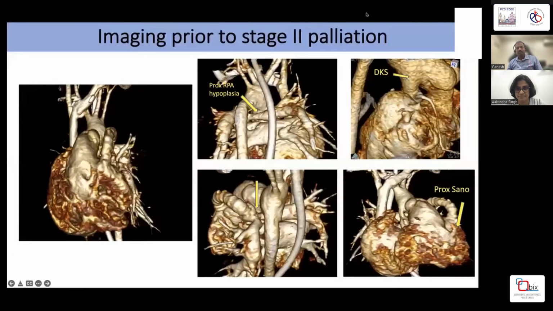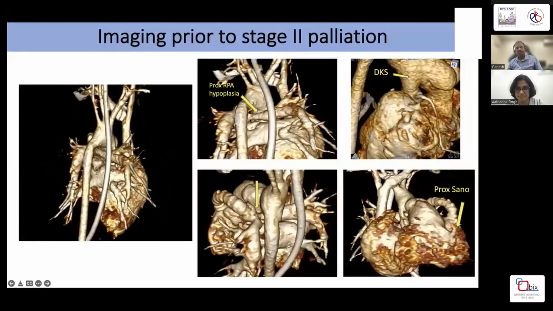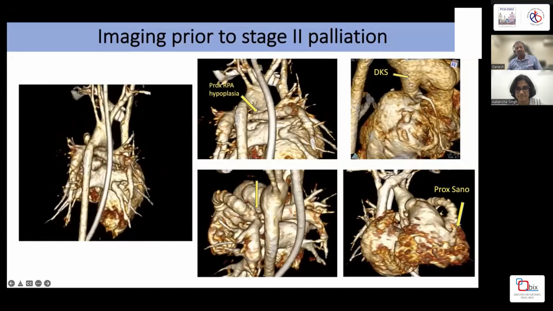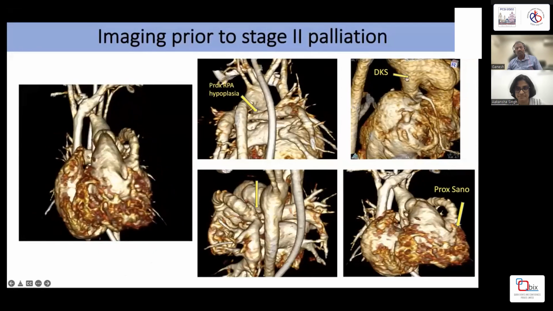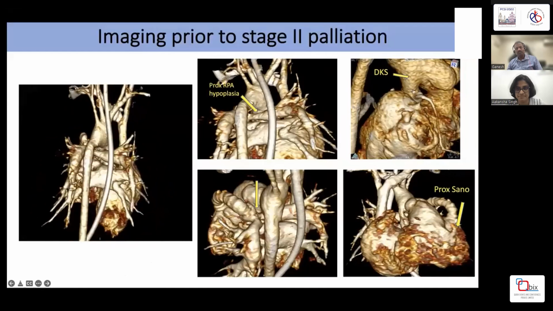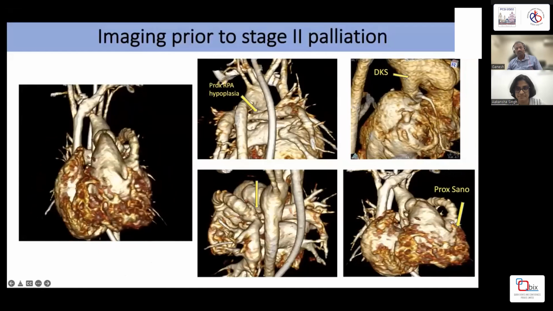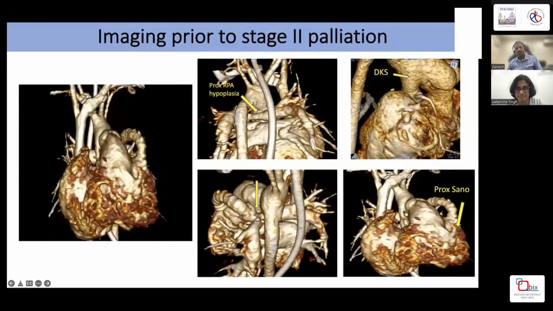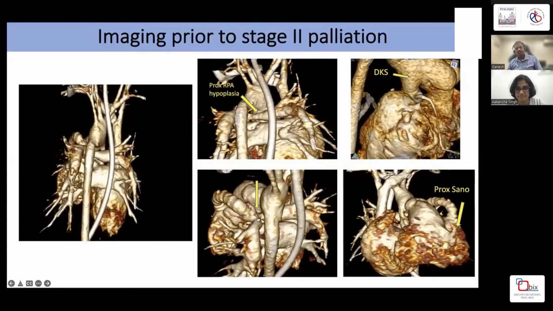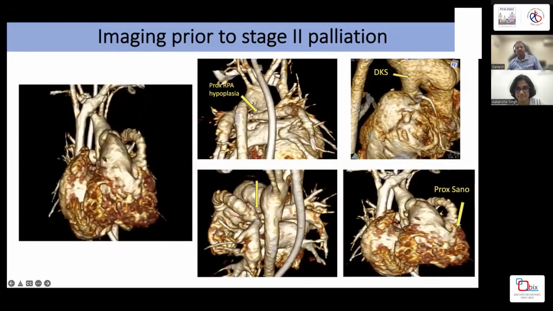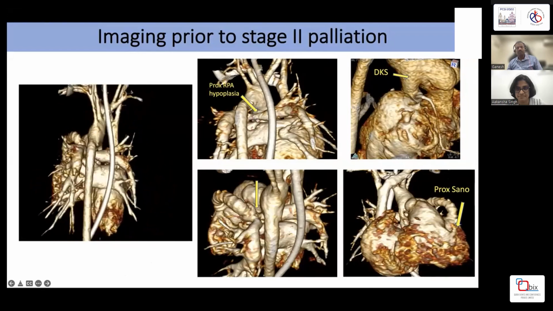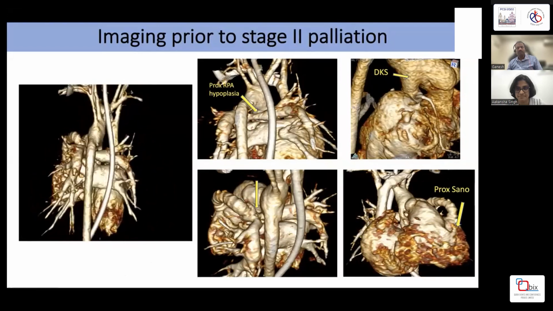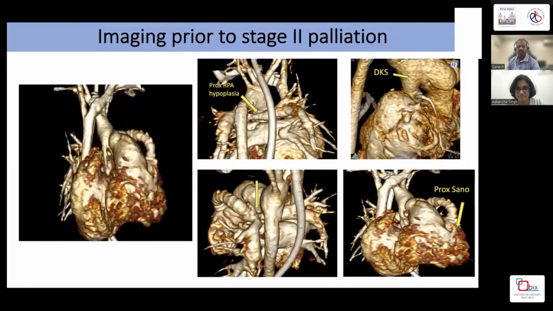This is a CT pre-Glenn in a patient with hypoplastic left heart palliated with Norwood Sano. You can see the CT images very clearly show the Damus-Kaye-Stansel anastomosis, and even the coronary arteries are very well seen. You can see the proximal Sano anastomosis, and the distal Sano anastomosis has caused some distortion of the origin of the branch pulmonary arteries. There is proximal right pulmonary artery hypoplasia as well, which has to be fixed at the time of bidirectional Glenn.